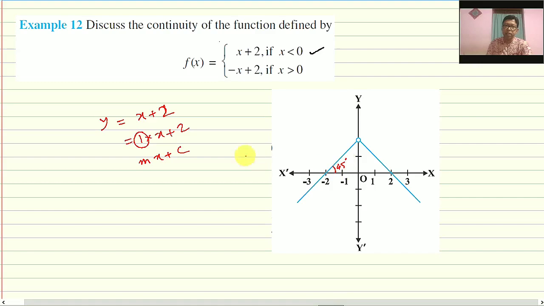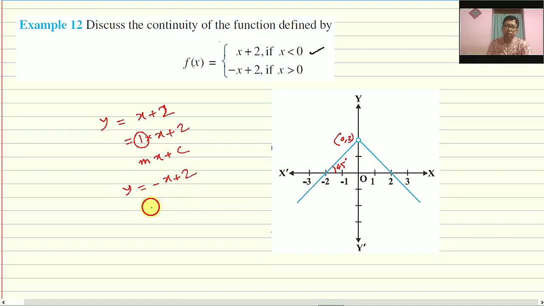And since the intercept is 2, it will not pass through this point because the domain is given x is less than 0. This point is actually (0, 2). And another part is y is equal to minus x plus 2. Y is equal to minus x plus 2 here.